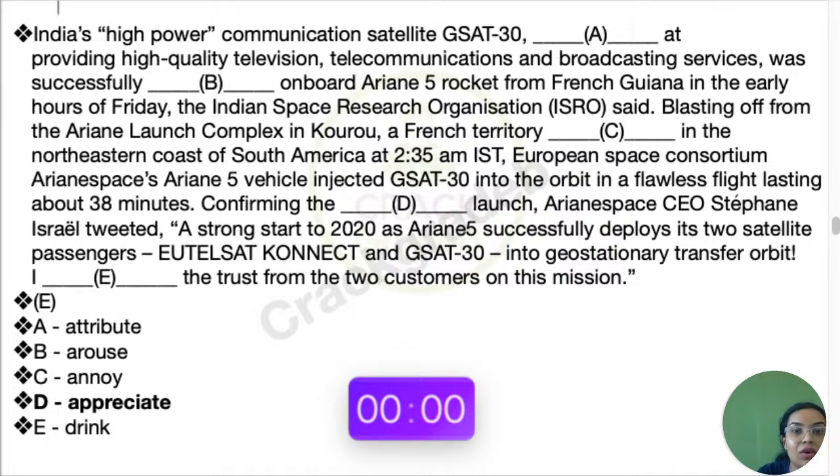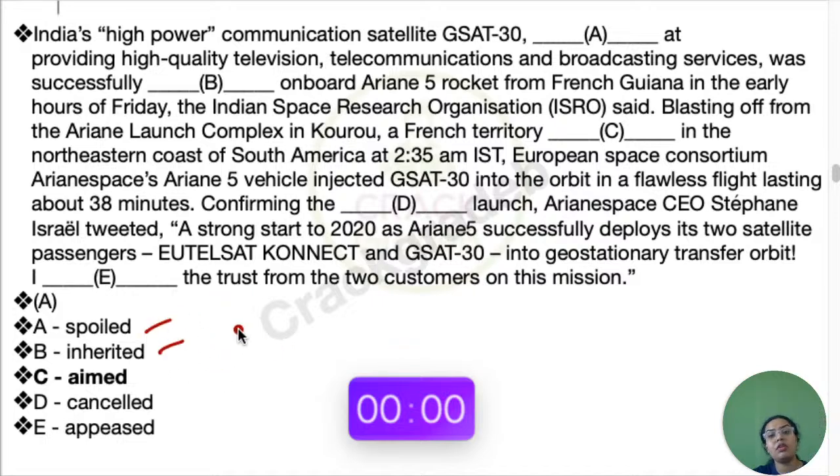I hope all five went well with you guys, because it was very easy. Let's quickly understand: India's high power communication satellite GSAT 30 spoiled at providing. Spoil means kharab hona. Inherit is when you get something from your forefathers, grandparents, parents. Cancel no, appease no. Again, there was only one thing that can take "at" after it, and that was aim.